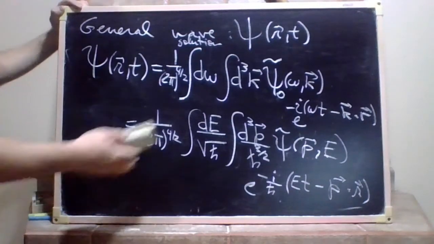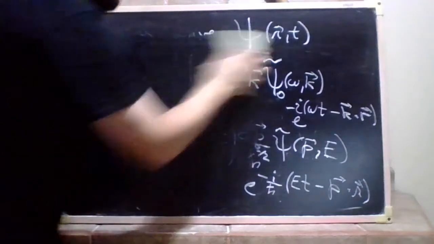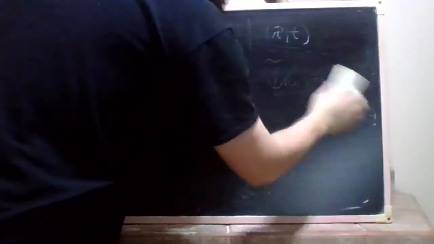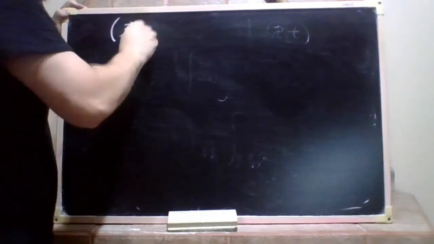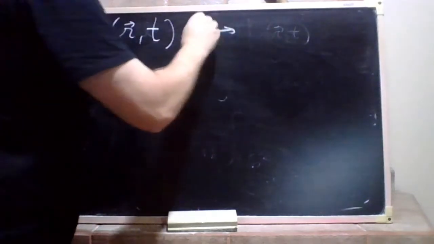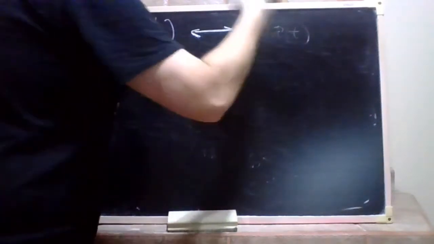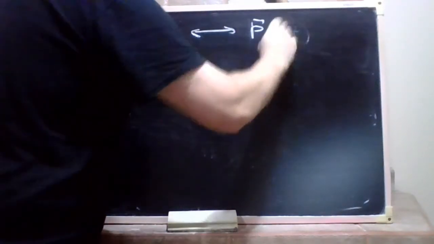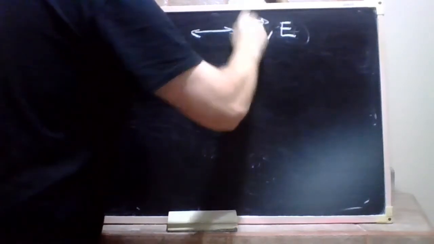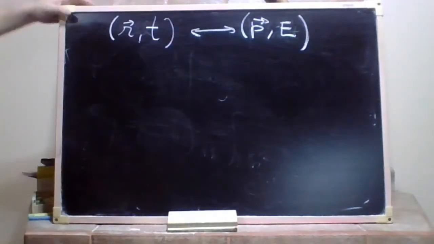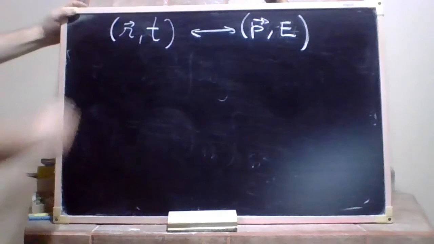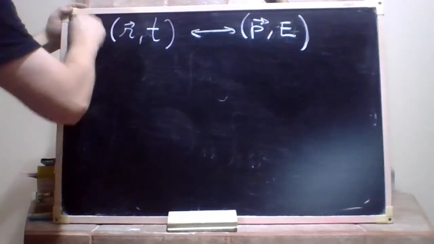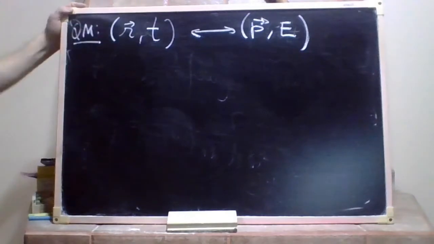In quantum mechanics, I must say the following important consequence, at least for the moment here. Position and time are dual spaces to momentum and energy. All right. So time is dual to energy, position is dual to momentum. Remember classical mechanics. This is in quantum mechanics. In quantum mechanics, this is what happens.